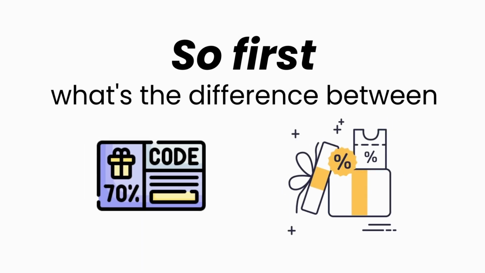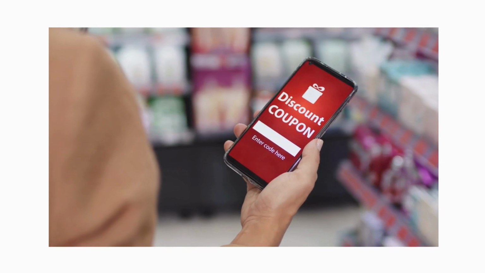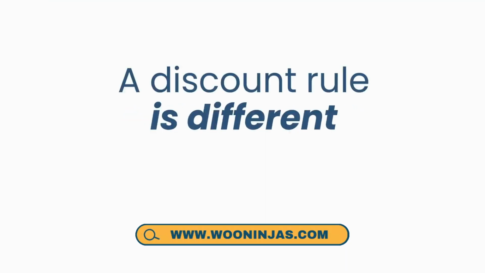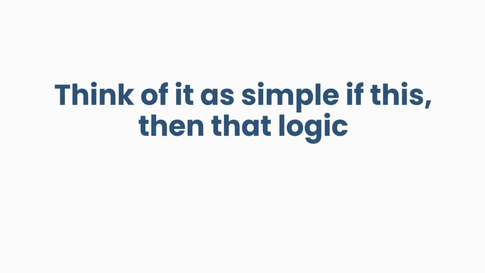So first, what's the difference between a coupon and a discount rule? A coupon needs your customer to do something, find the code, and type it in. A discount rule is different. It works quietly in the background. You set a condition, and when a shopper meets it, the discount applies automatically. Think of it as simple if this, then that logic.